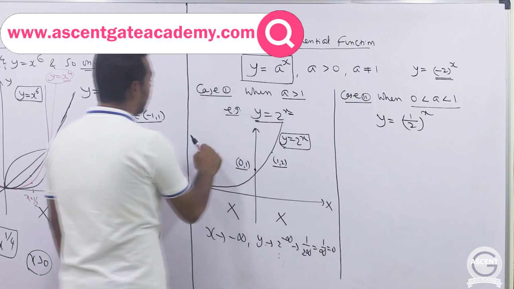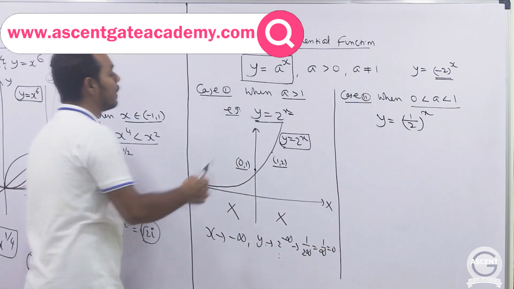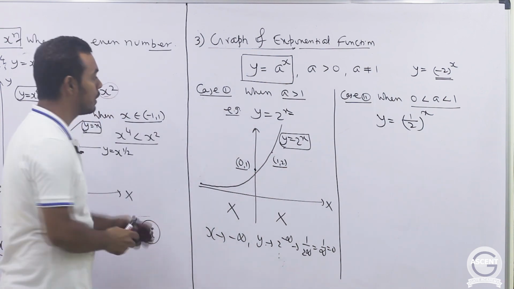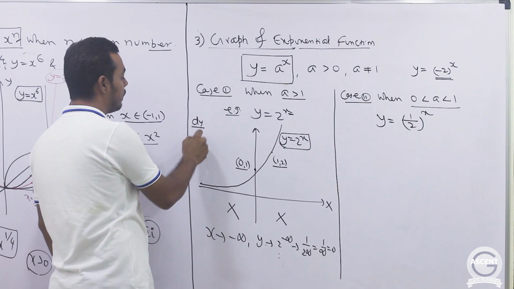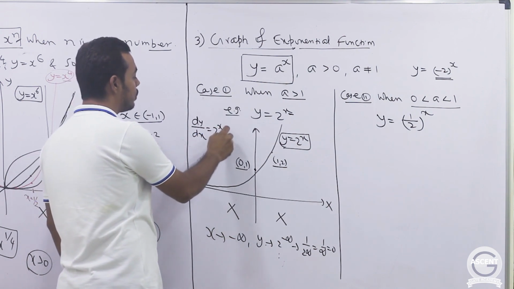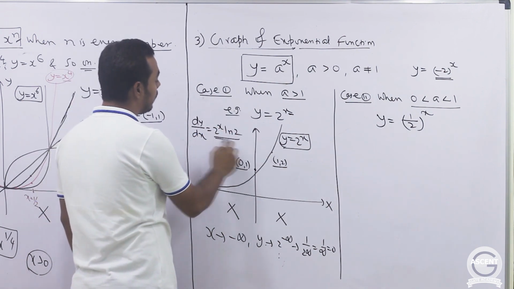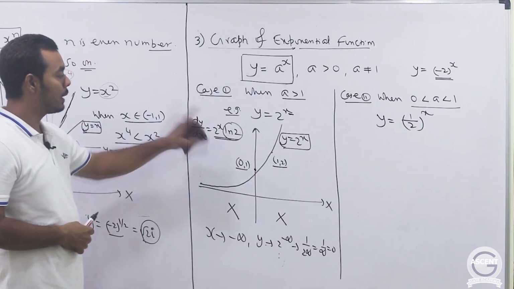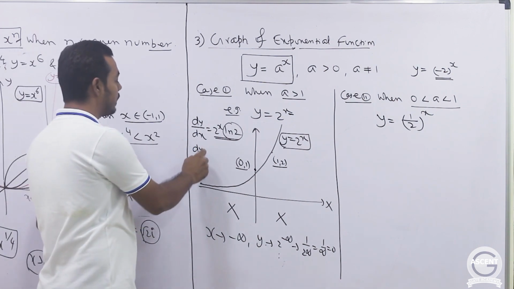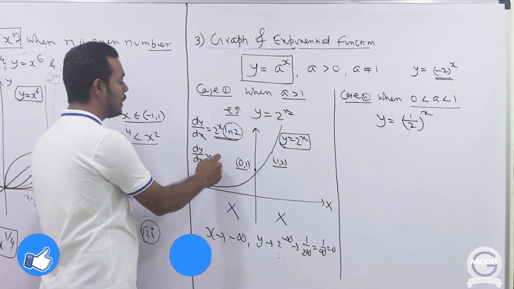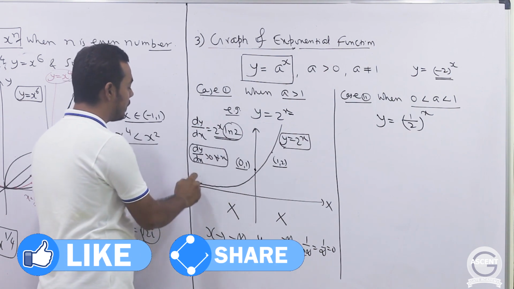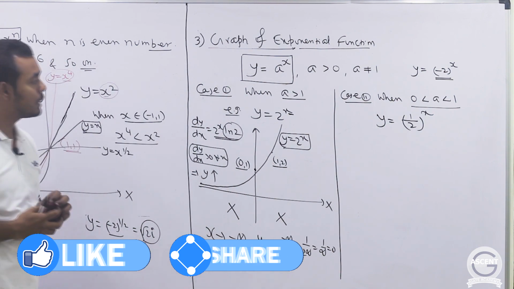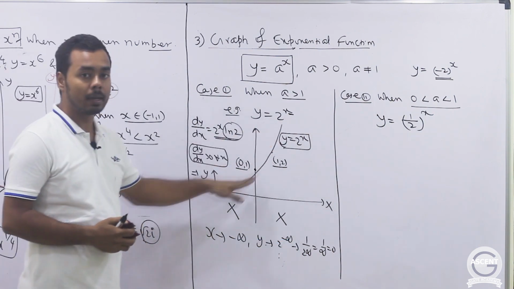You can also apply the concept of derivative here. We all know that if the first derivative of a function is positive, then the function is an increasing function. So here if you calculate the first derivative, dy by dx will be 2 to the power x into log 2. We all know that log 2 is a positive number, 0.693, and 2 to the power x is always positive. So the first derivative dy by dx is positive for all x, and this implies that y is always an increasing function. So whenever the base is more than 1, the graph of this function will be an increasing function.